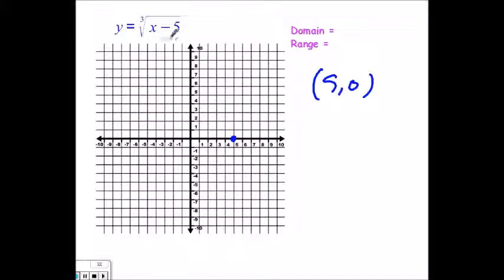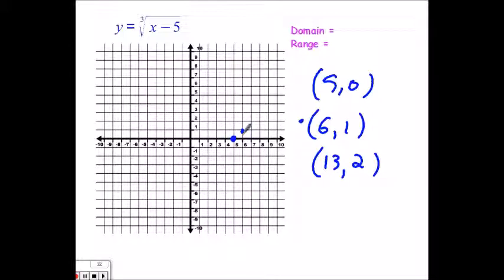Then I want this to be the next perfect cube, which is 1. How can this be 1? When x is 6. So 6 minus 5 is 1. The cube root of 1 is 1. I want this to be the next perfect cube, which is 8. Well, 13 minus 5 is 8, and then the cube root of 8 is 2. Okay, so I'm going to pretend like the 13 is over here. So we're like 13, 2. Of course, I have to do the 6, 1.